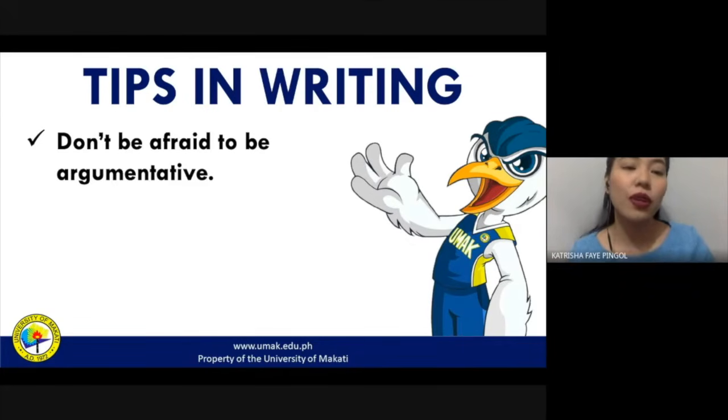First and foremost, you don't have to be afraid of being argumentative. Some people might think that stating their own position, stating their own standpoint or viewpoint about a particular issue, especially if it's controversial in nature, is a bad thing. Okay? It's not. It's okay for us to be argumentative as long as we are able to support our own stand, our own viewpoint with solid pieces of information or solid pieces of evidence.